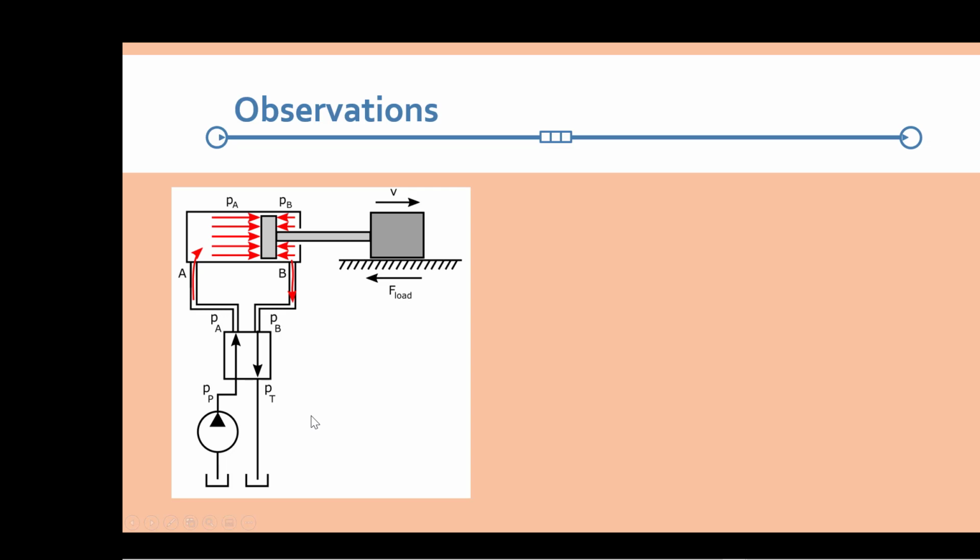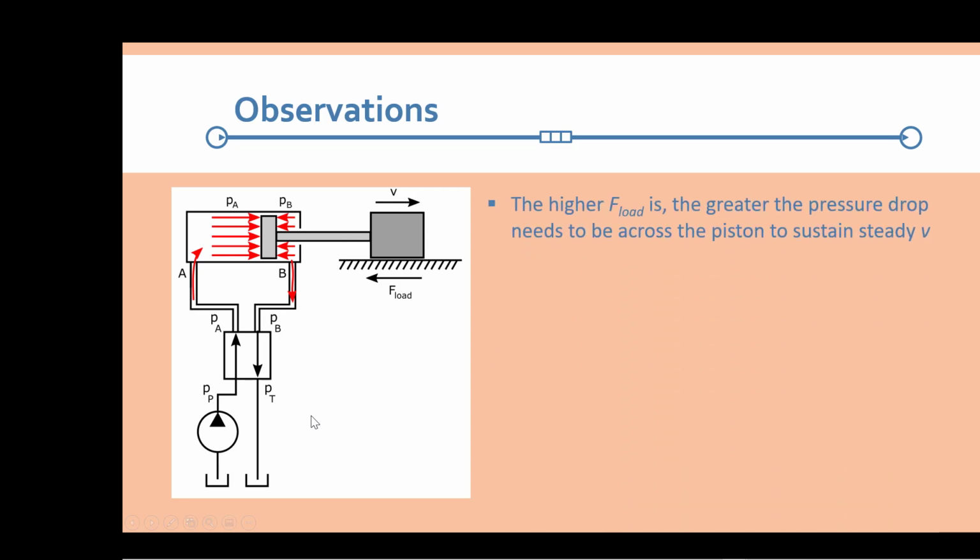Now let's look at some observations about this scenario. If you have a higher resistive load against which you have to push at a steady velocity, that means that you have to have a larger pressure drop across the piston. But the problem with this is that PA actually comes from PP. It's a reduction in pressure from the pump pressure down to the pressure on the other side of that orifice. And then PB is actually above PT by a certain amount too.